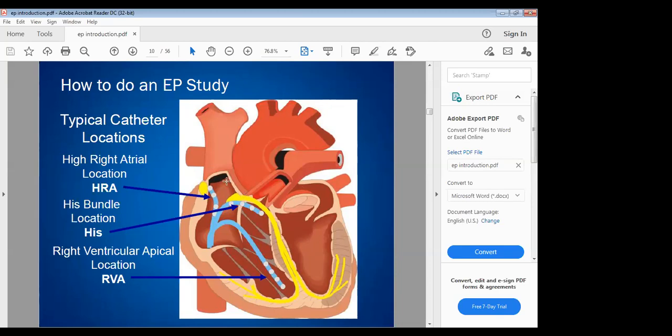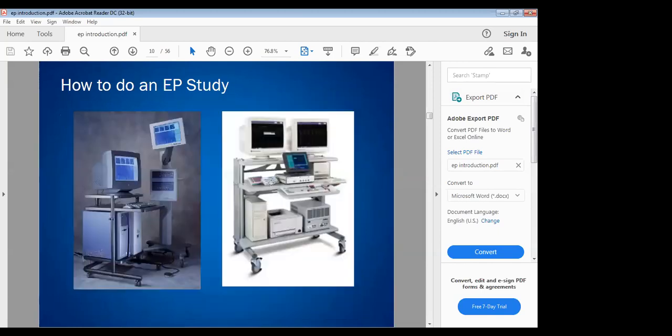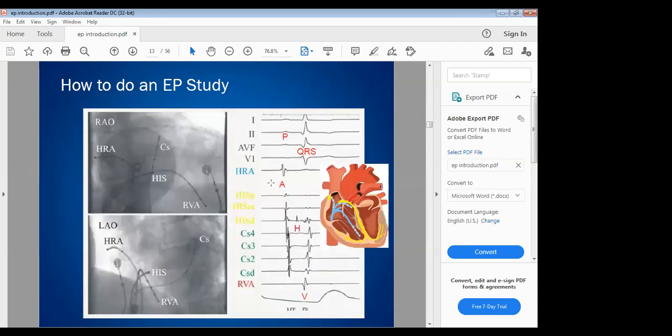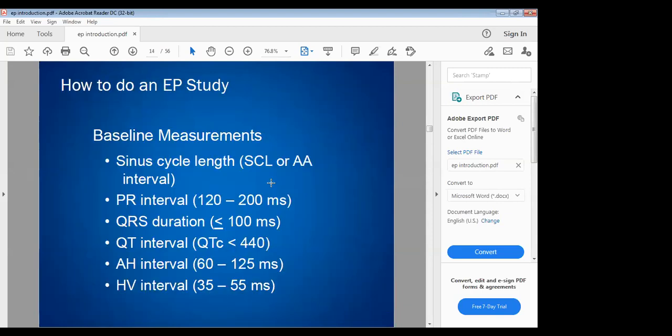Now, the reason why I'm saying all that is that you need those time intervals to determine your aberrancy. Very important. You need the sinus node recovery time, the AH interval, the HV interval to determine your diagnosis. That's why I'm taking enough time to explain what they mean. So that when you start seeing something like this, this is just the EP machine. I've talked about the sinus cycle length and different things: AH, HV. We all know the meaning of PR interval, QRS, QT.